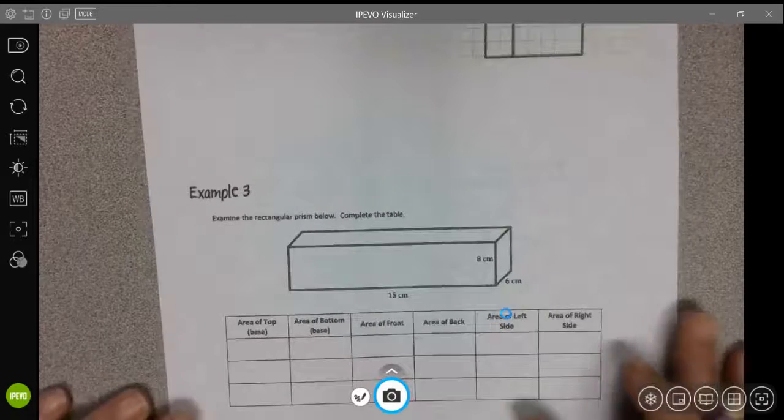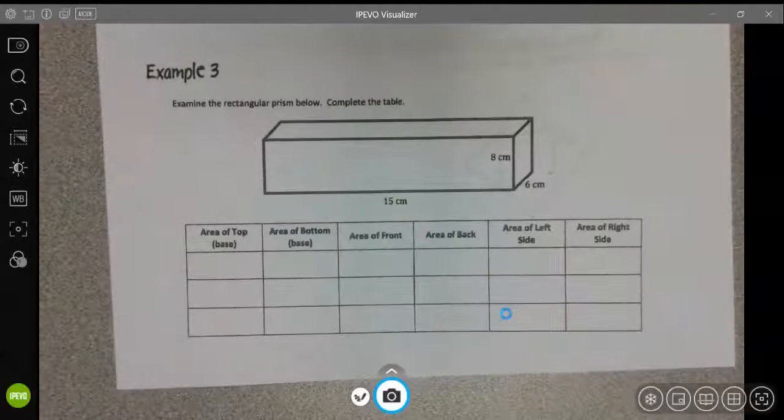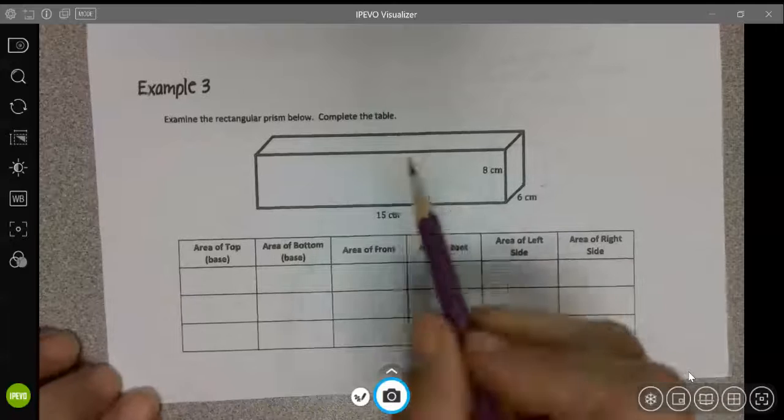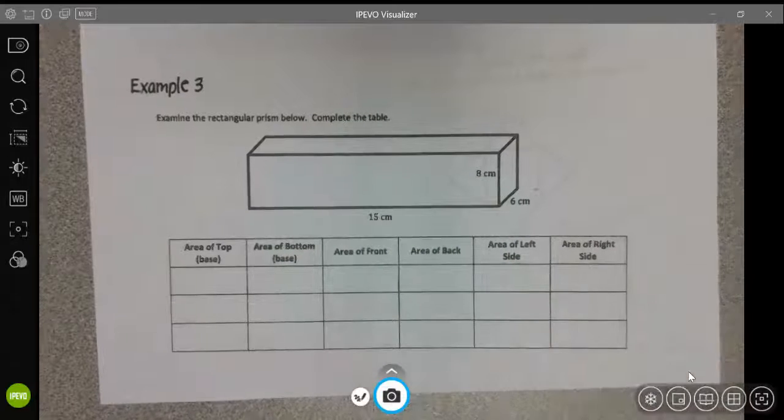So let's look at example 3. Here we are given a 3D model and we are asked to find the surface area of it. Now, this table, I love a table, but when I'm dealing with surface area, this doesn't help me. So I'm going to show you my way.